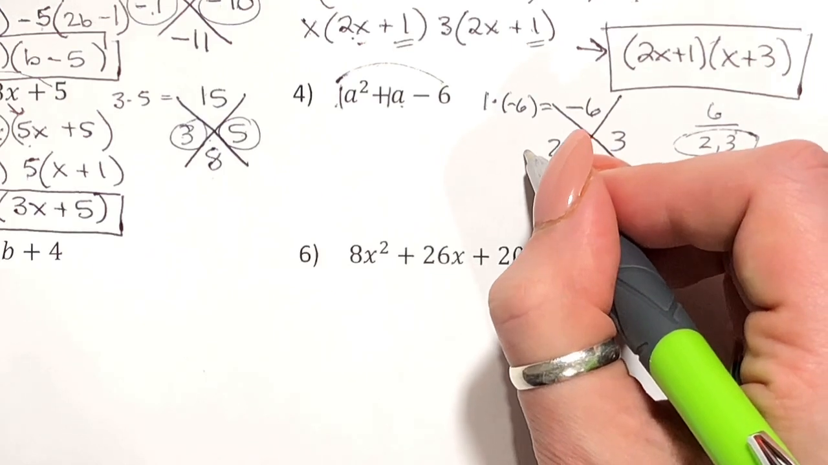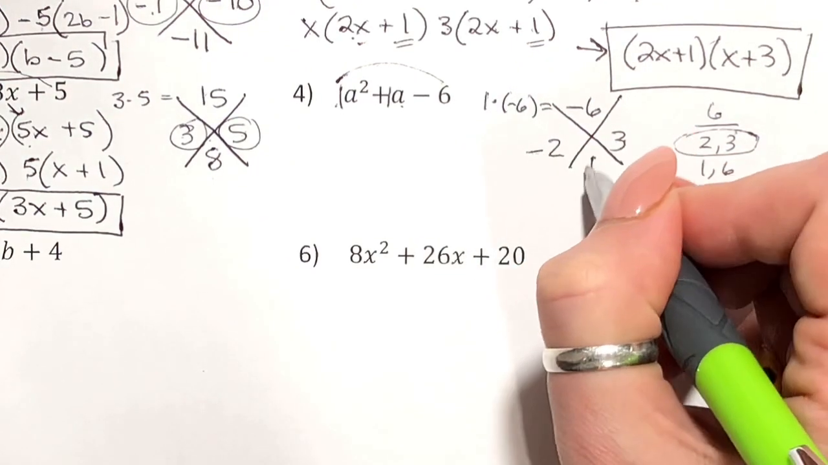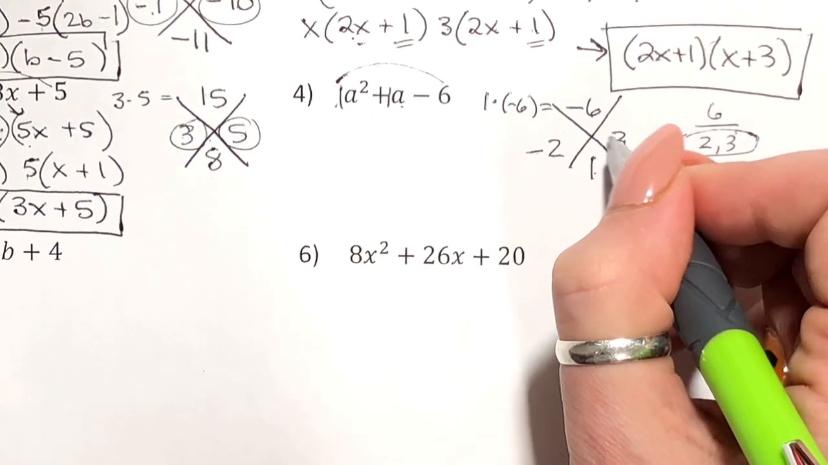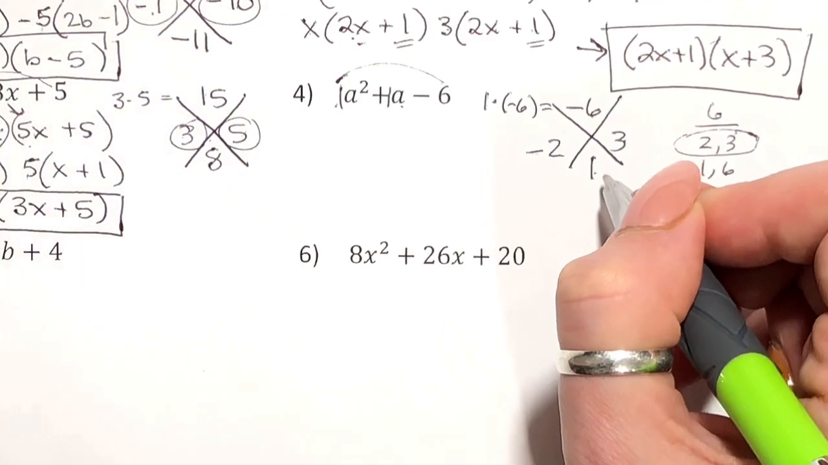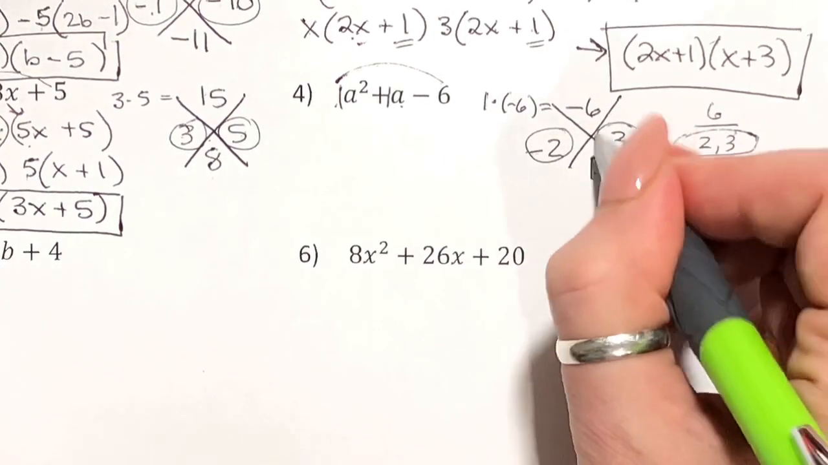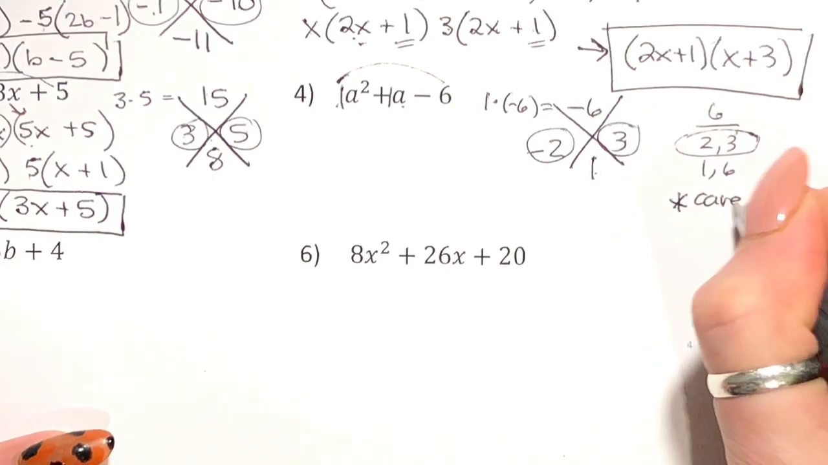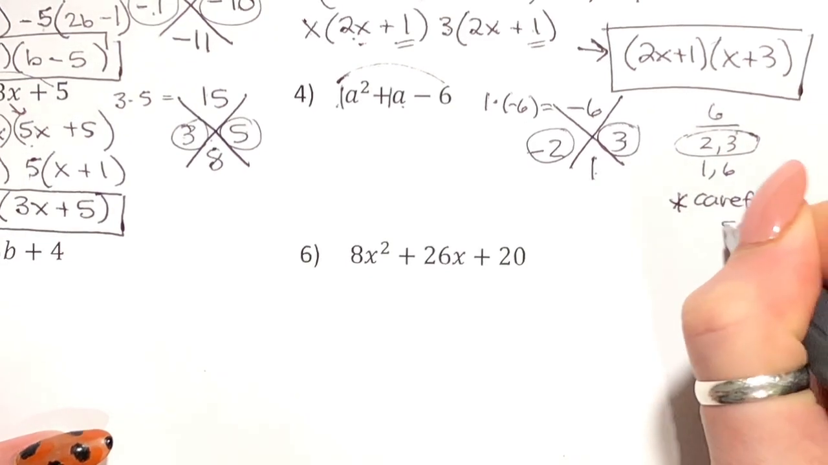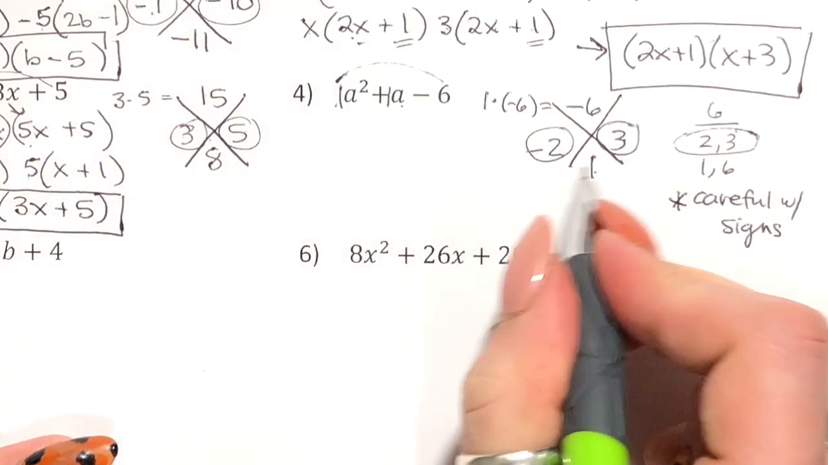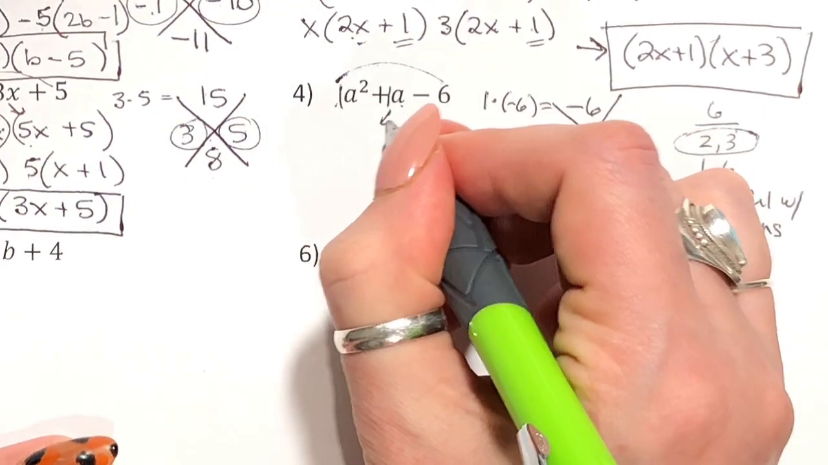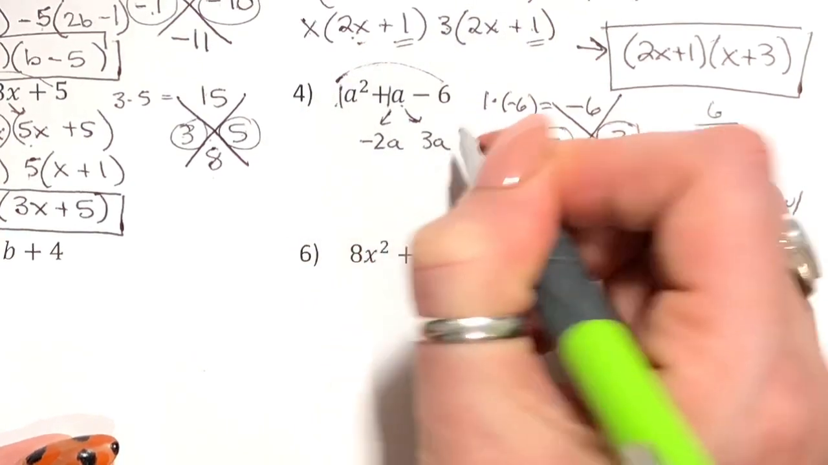So we're going to do the 2 negative. That way negative 2 plus 3 equals 1. If I did the 3 negative, I would have had negative 3 plus 2, which is negative 1, which would not work. So we want the 2 to be negative. So careful with your signs there. And put a little note. So careful with signs when you get those negatives. So negative 2 and 3, that's how we're going to split the a up. So I'm going to have a negative 2a and a 3a.